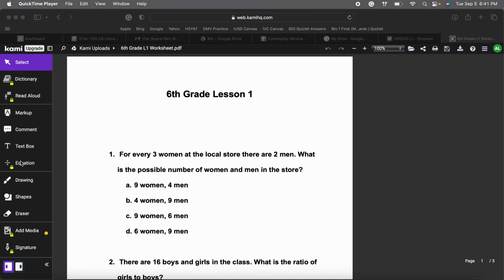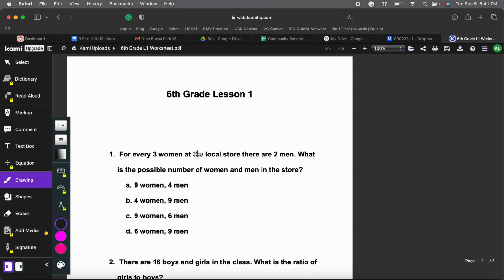Look at the first question. So if you look at the first question, it reads, for every 3 women at the local store, there are 2 men. What is the possible number of women and men in the store? So we're comparing women to men.